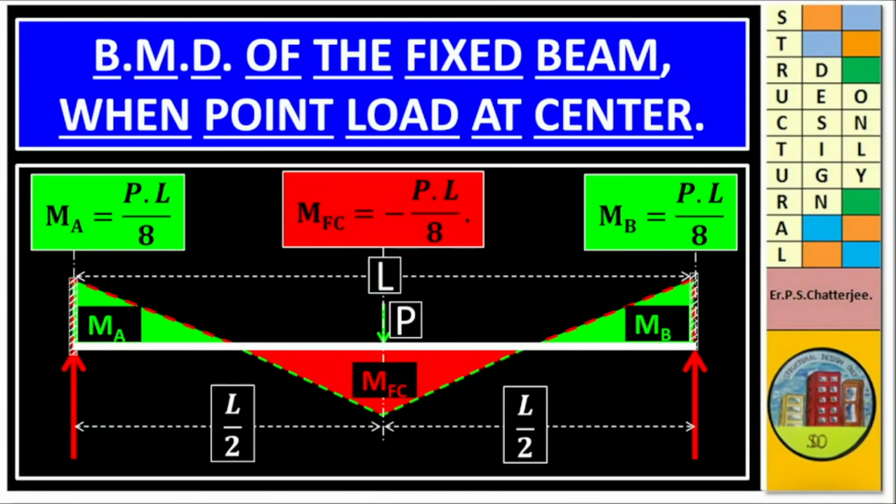Now, bending moment diagram for the fixed beam when point load at center is equal to P into L by 8. MFC is equal to minus PL by 8, and MB is equal to PL by 8.